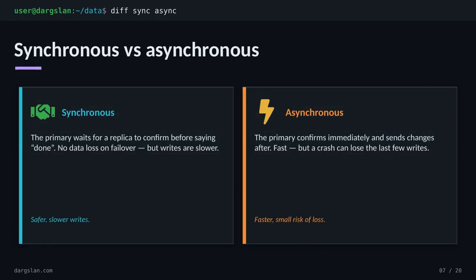Now, there's an important choice in how that streaming happens. With synchronous replication, the primary waits for a replica to acknowledge the change before telling your application the write succeeded. Safer, because nothing is ever lost on failover, but every write pays a network round trip in latency. Asynchronous flips that trade-off. The primary confirms immediately and ships the changes a moment later. Much faster, but if it crashes before those last writes reach a replica, they're gone.